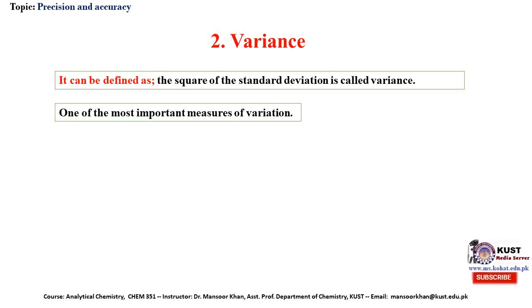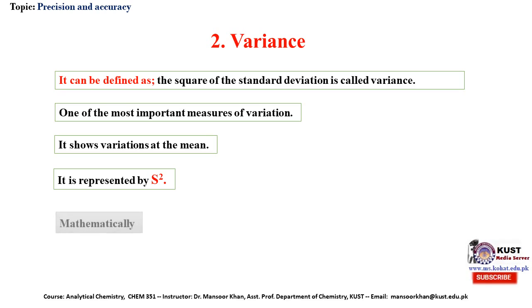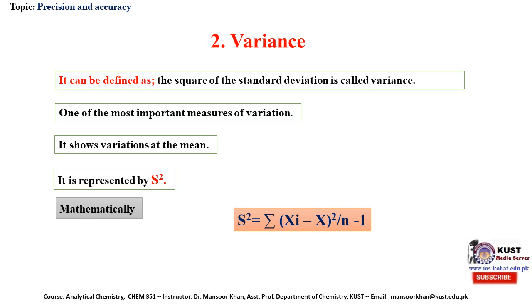It is one of the most important measures of variation. It shows variation around the mean. It is represented by S square. Mathematically, variance is equal to sigma (xi minus x bar) whole square divided by n minus 1.